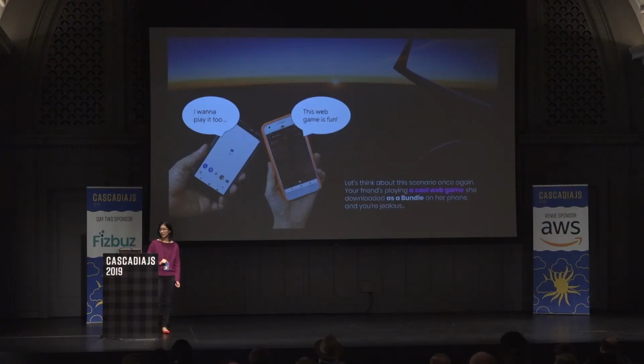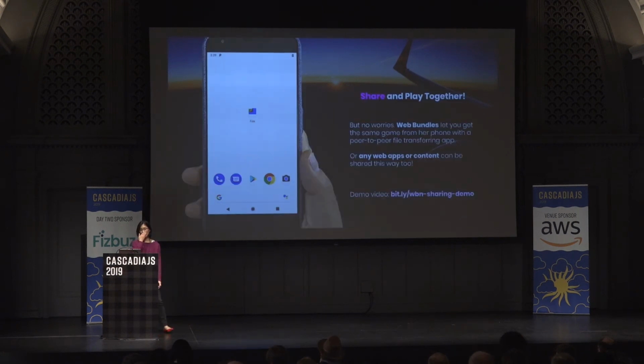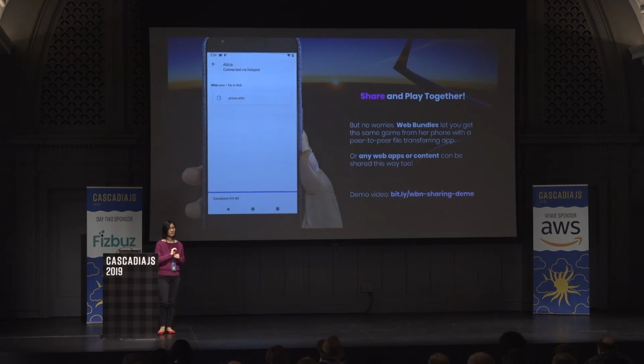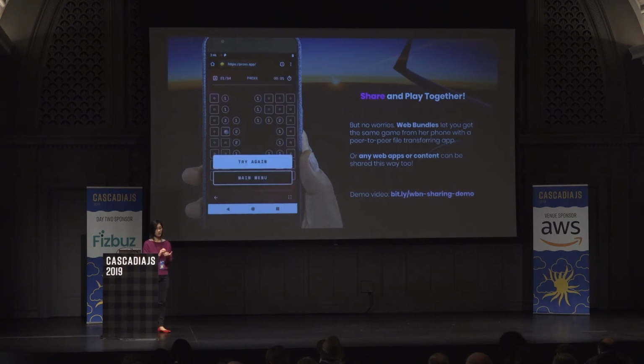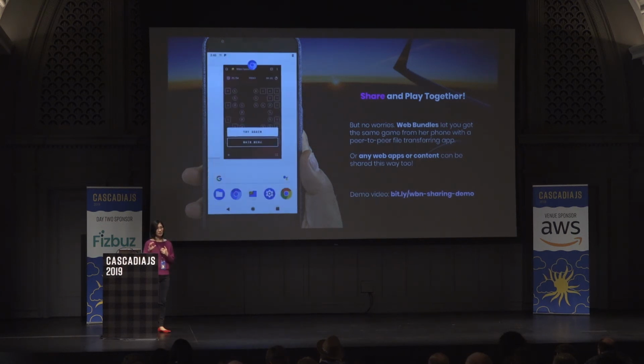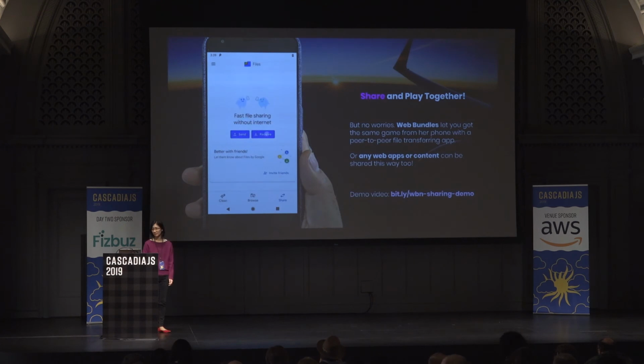So let's think about this scenario once again. In flight, your friend uploaded a nice web game as a web bundle and started playing. You feel jealous. Oh, I want to play that too. How would you do that? But if you have web bundles, it's easy. You can just get that via a P2P file transfer app and then play it. You don't need to take turns using the same device. You and your friend can just compete. It's fun.